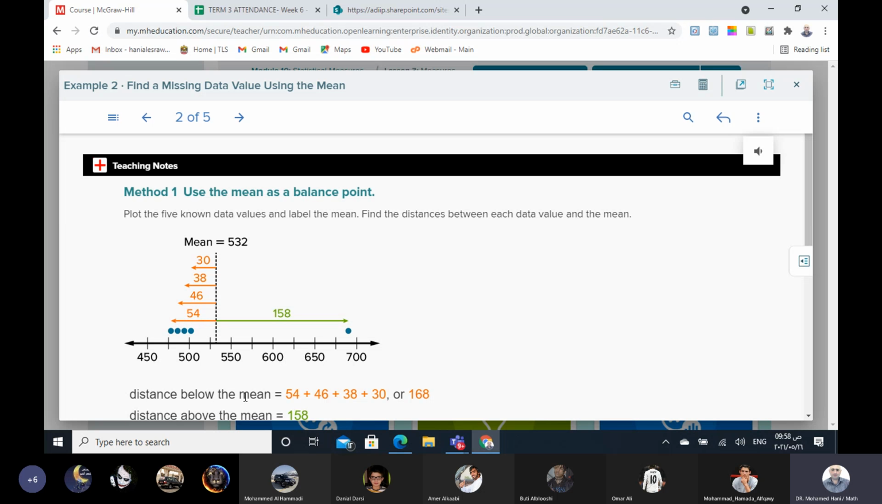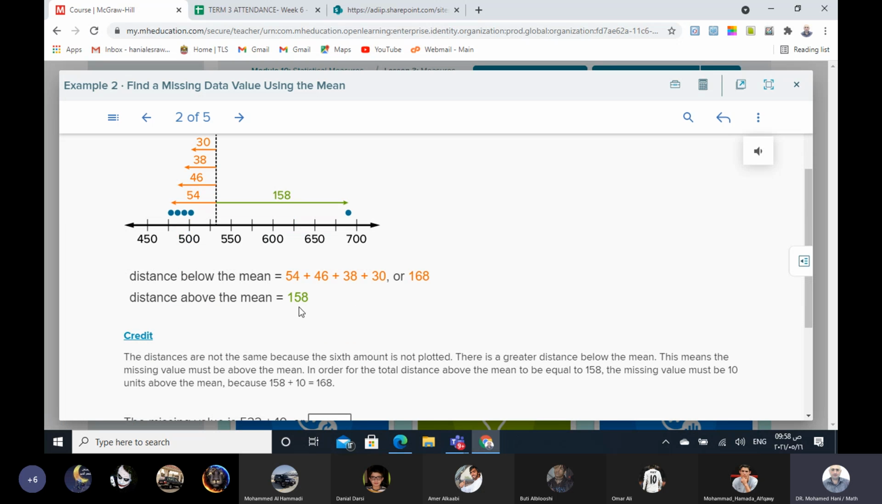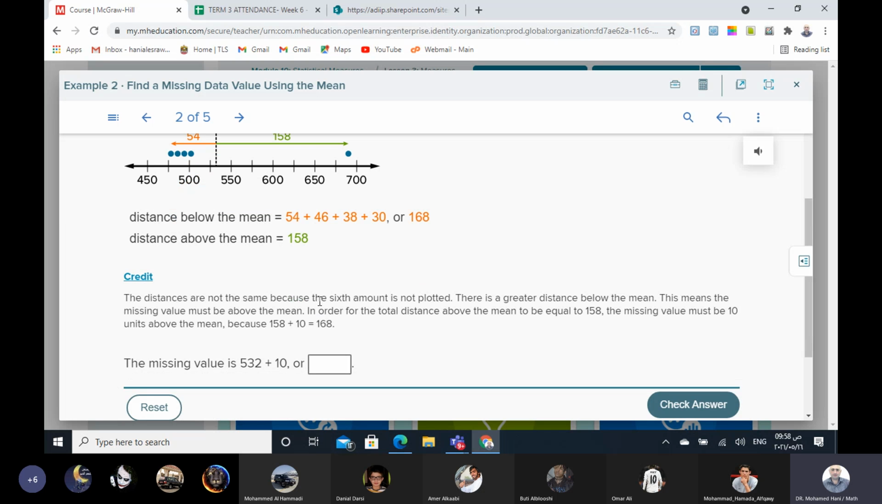For the distance below the mean, we can add the previous data before the mean: 30 plus 38 plus 46 plus 54. So the sum will be 168. Then after the mean, as you see, we have 158. The difference between them will be the missing value.